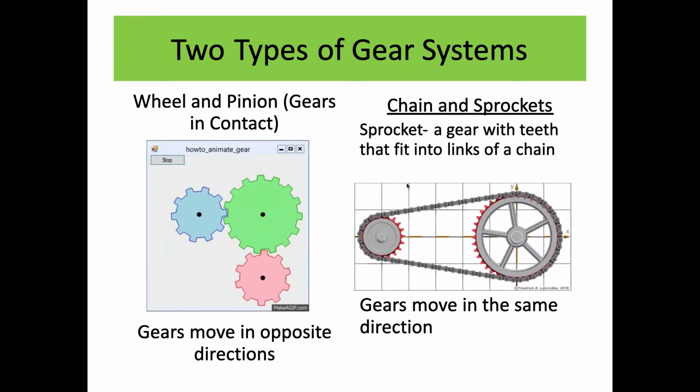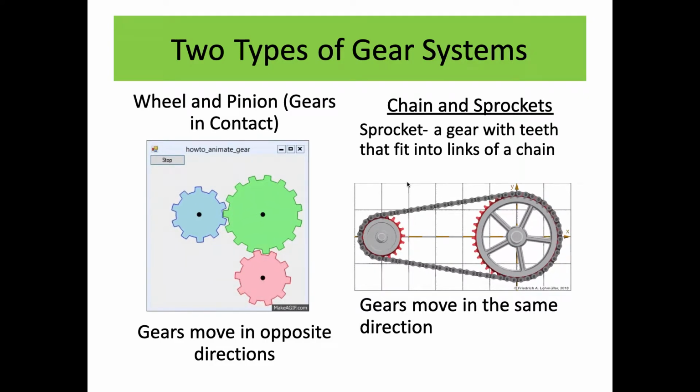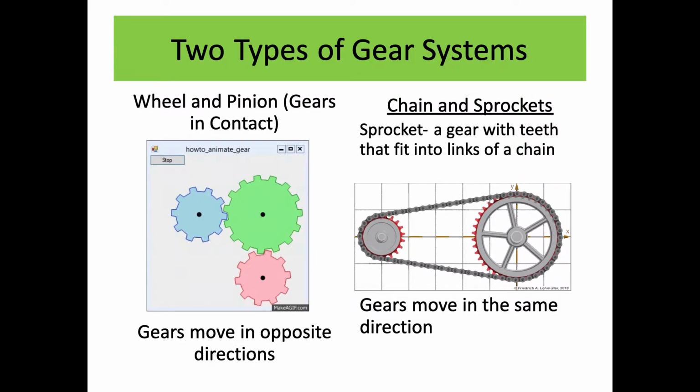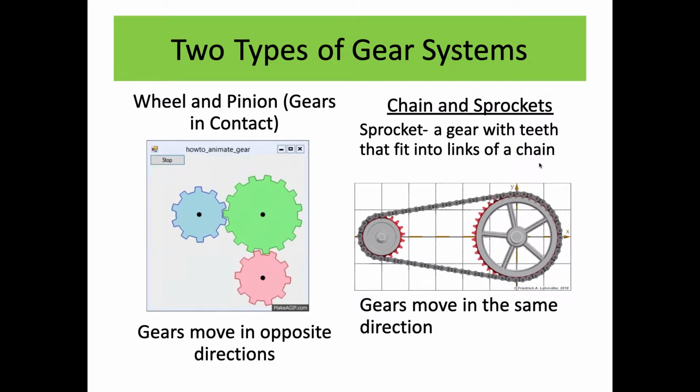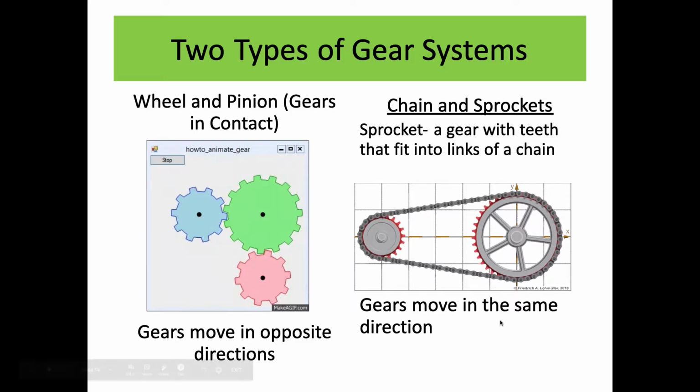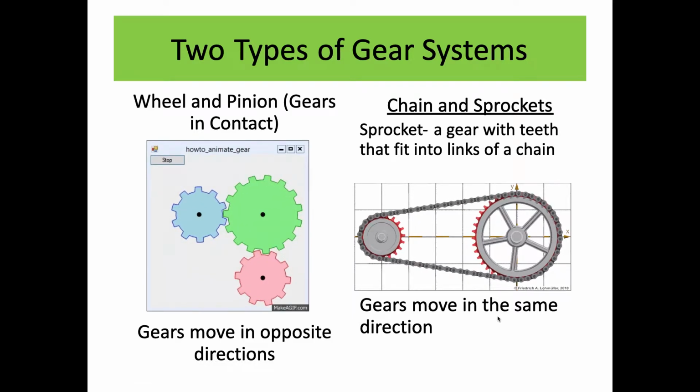There are 2 main categories of gears. The first one is going to be wheel and pinion, which are gears that are in contact. In this case, moving one gear moves the other gear in the opposite direction. The next one is chain and sprocket. A sprocket is basically a gear teeth that fits into the chain or the links of a chain. And in this particular setup, they're going to move in the same direction.